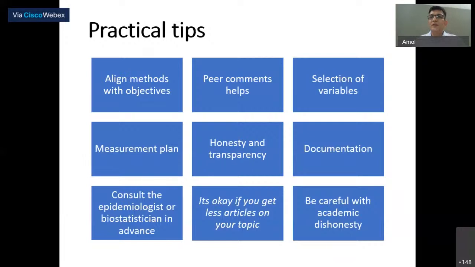If you think that you are weak in design and you are a very busy clinician, you work in clinical practice and you don't want to spend too much time doing that conceptual thinking, or if you think that you need help in biostatistics, please consult them in advance, not after data collection, because they can really help you to improve the rigor of your study.